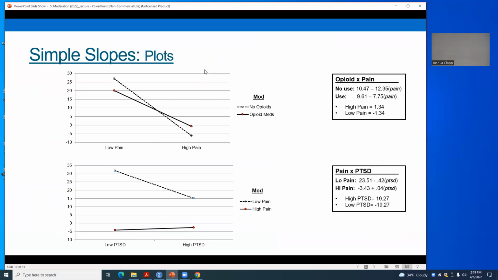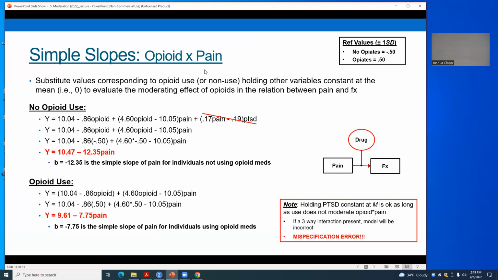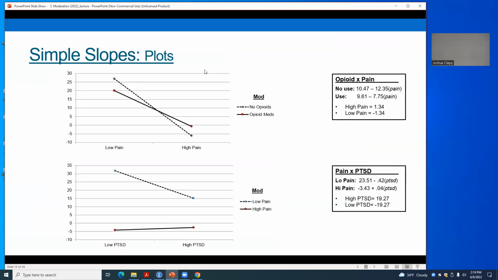Okay. So what we can do with this, with just your own brain and that main model, you can start plotting out your simple slopes here. Okay. If we go through our interaction of opiate use and pain and PTSD here, we can do this in Excel just by plugging values in, and we can create these simple slopes graphs. Okay.